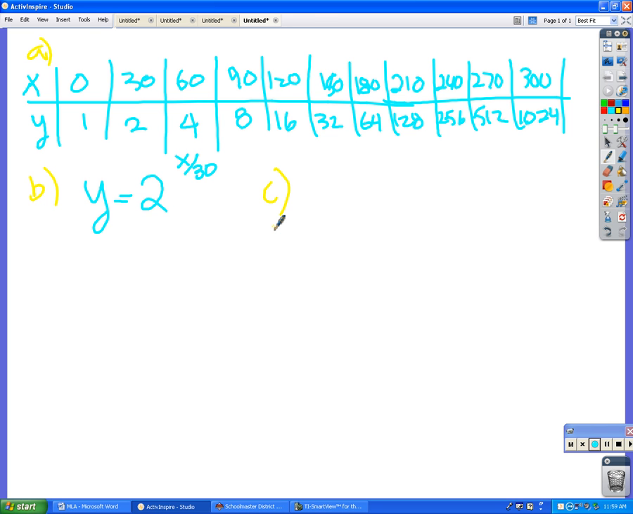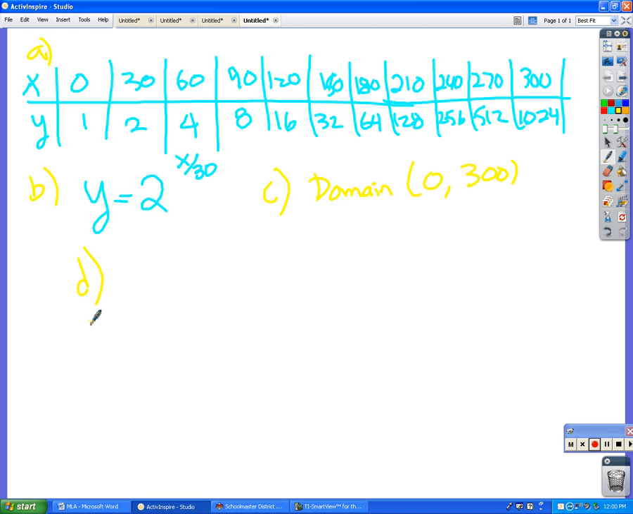Okay, C. State an approximate domain for the model based on the context. The domain is the x's. So what did the x's go from and to? What was the smallest one that they had? 0 was the smallest, 300 was the biggest.